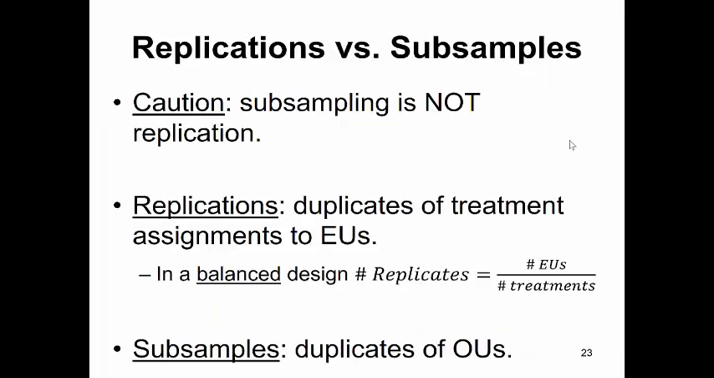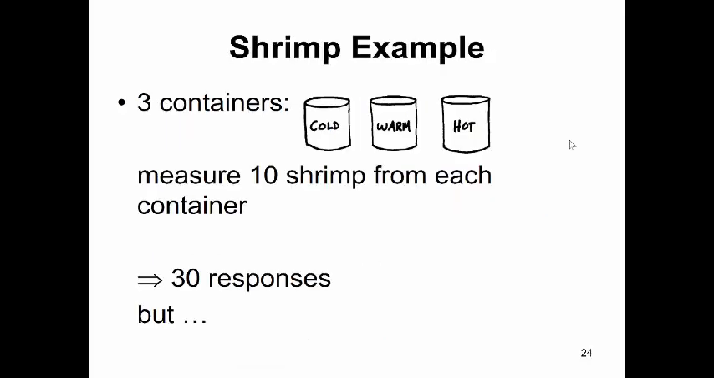So here again, caution on subsampling. If we have multiple observations per experimental unit, that doesn't necessarily mean that you have replication, and so people run into that problem. Replication means that you have to have duplicates of the treatment assignments to the EUs. So hopefully that example we just looked at is helpful for that. And then subsampling is duplicates of your OUs.